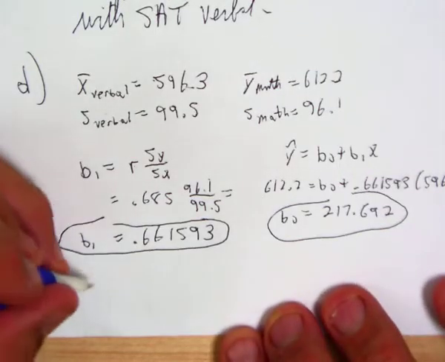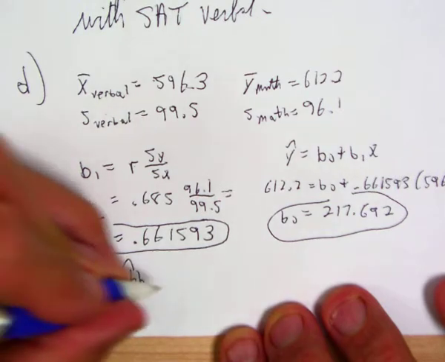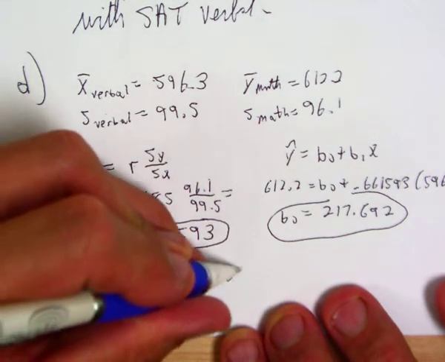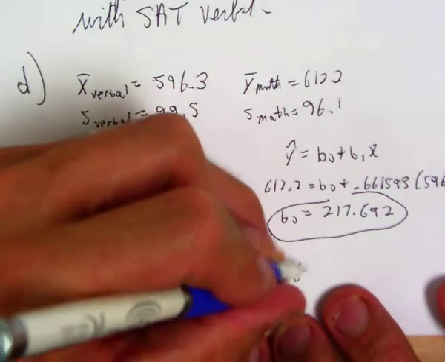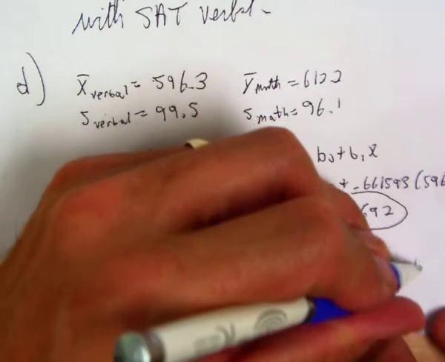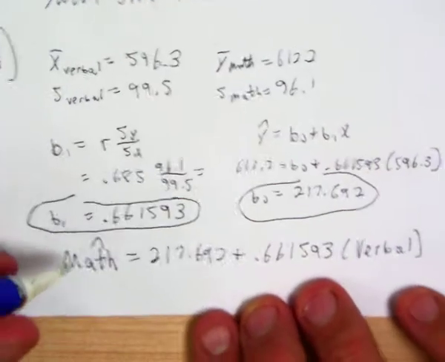So that means that predicted math is 217.692 plus 0.661593 verbal.